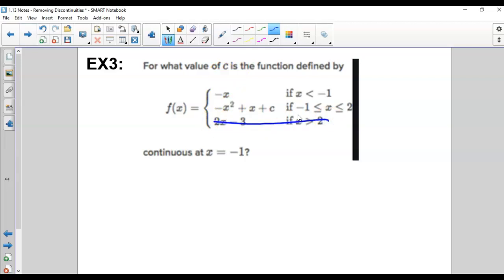So if we're looking at negative 1, that means x is replaced with a negative 1. So I would have negative 1 whenever I plug into this top equation. And that has to equal what I get if I plug negative 1 into the second equation. So be careful with all these negatives here. You'll have negative 1 squared plus negative 1 plus c.